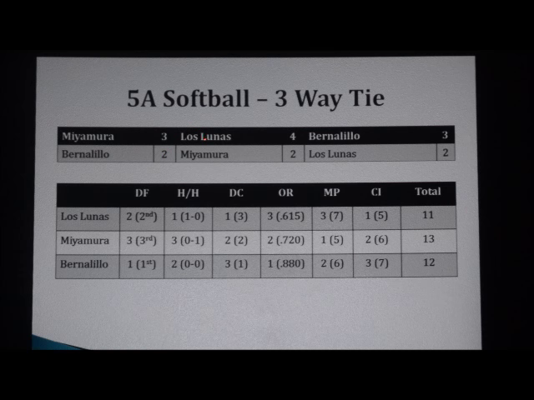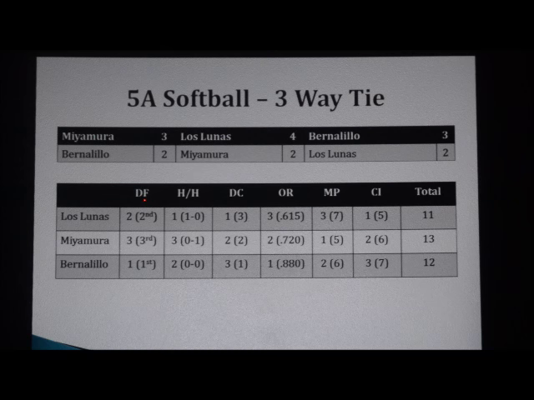Los Lunas beat Miyamura 4-2. However, Bernalillo turns around and beats Los Lunas 3-2. So as you see, we really have a three-way tie here. So what we do is we do the 6 criteria points with the 3 schools.